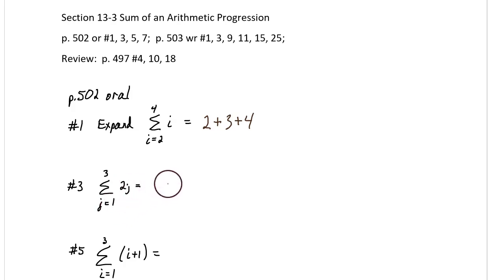Number 3, here's the formula 2j, and we're told to begin by putting 1 in for j. So 2 times 1 makes 2. Then put in 2 for j. 2 times 2 makes 4. Then put in 3. 2 times 3 is 6. And we're going to stop at 3 because that's the upper boundary of our summation.